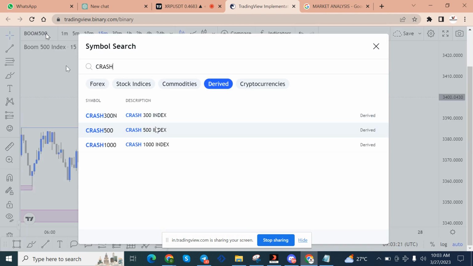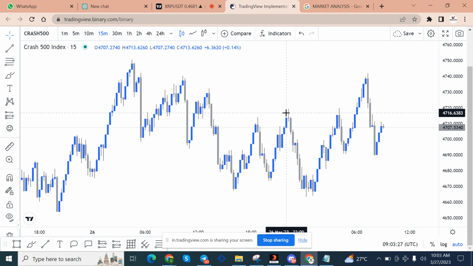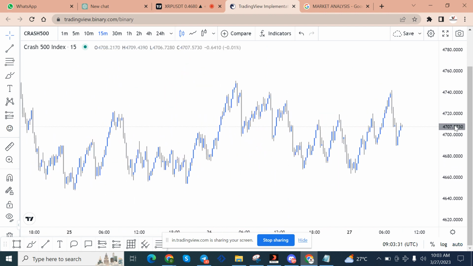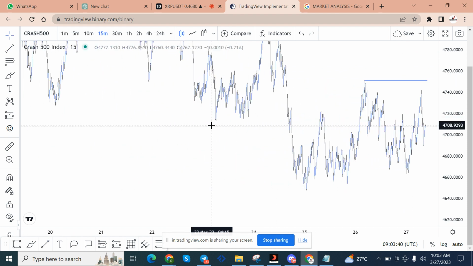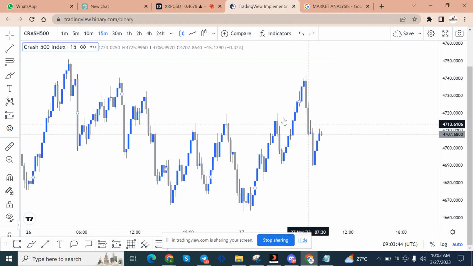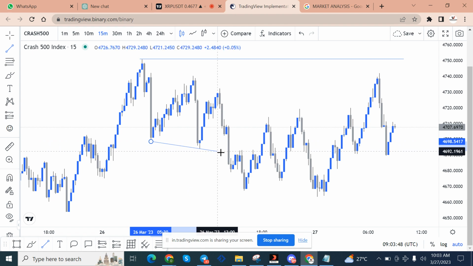So let's go to Crash 500. Crash 500. I caught some little spikes this morning. So you always need to zoom out and understand where you are. So this is the current high I can currently see. I don't want to zoom in so hard. I just want to work with what exists right now. So this is the current high I can currently see.